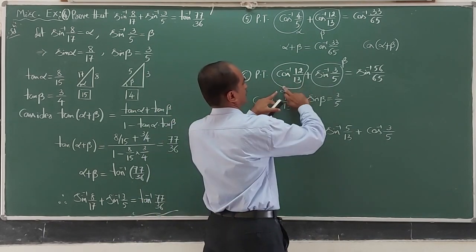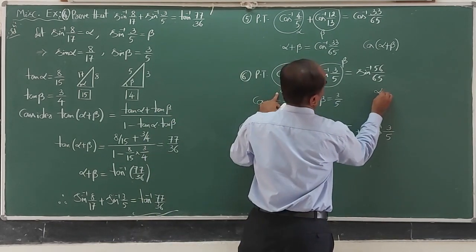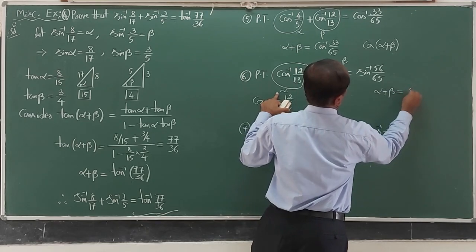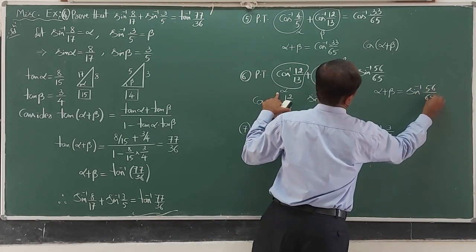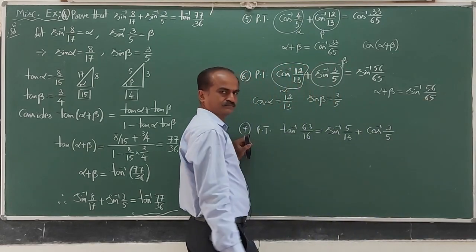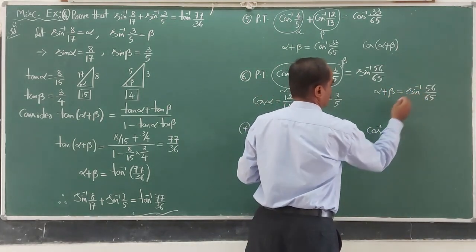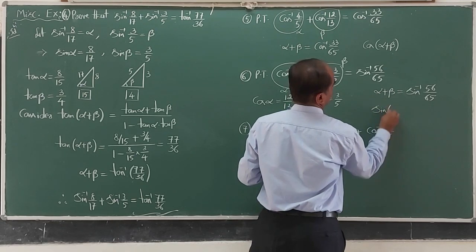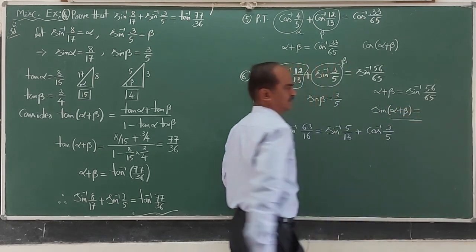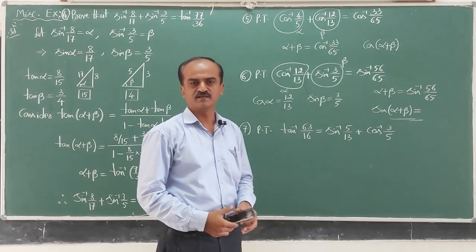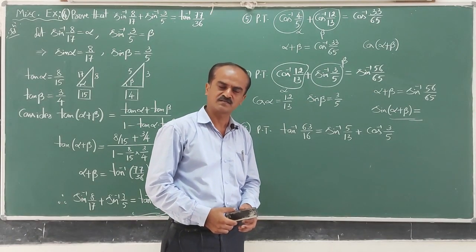What is the result to be proved now? Alpha plus beta equal to sin inverse of 56 by 65. In order to prove this, you have to consider what? Sin of alpha plus beta. What is sin of alpha plus beta? Sin alpha cos beta plus cos alpha sin beta.